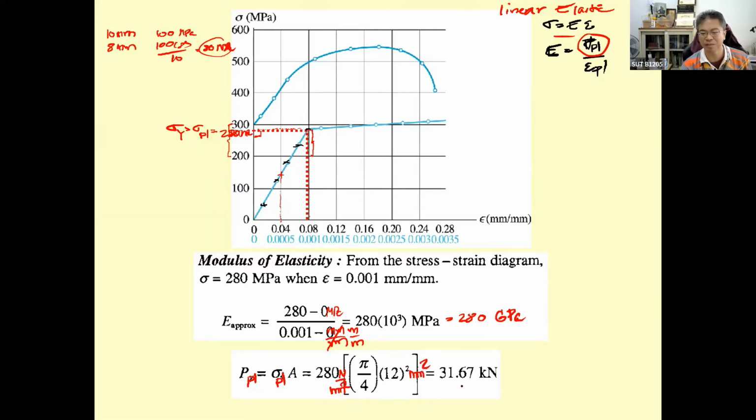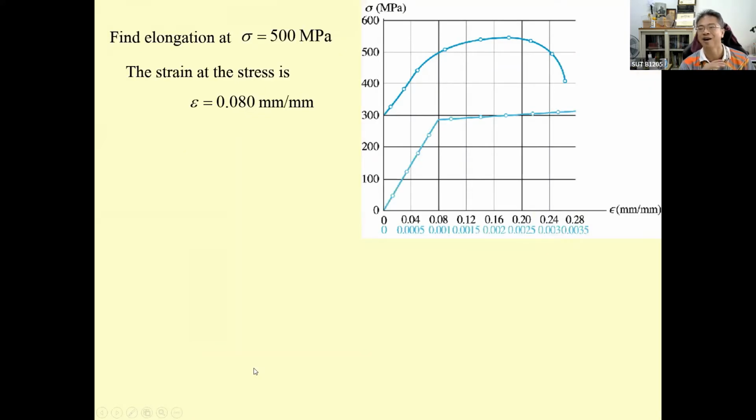The answer is going to be 31.67 kilonewton. So beware of this. Most of the time they ask you to determine the stress, but this time they ask you to determine not the proportional limit stress but the proportional limit load. That is the first part of our learning objective.